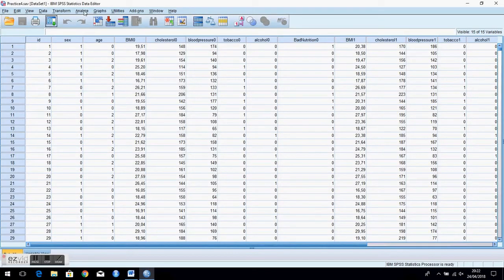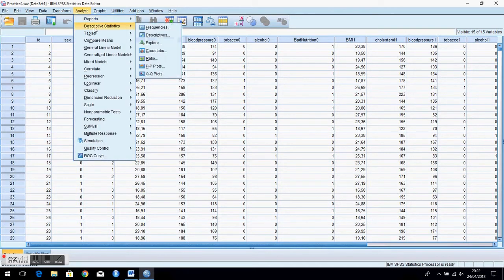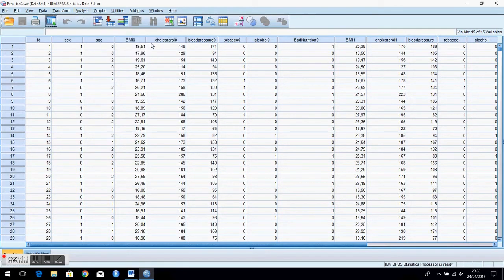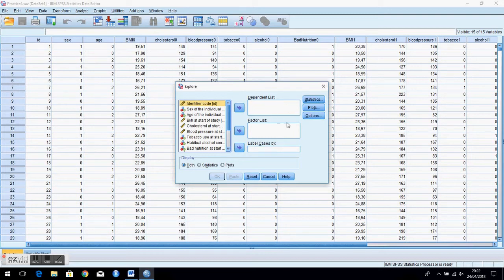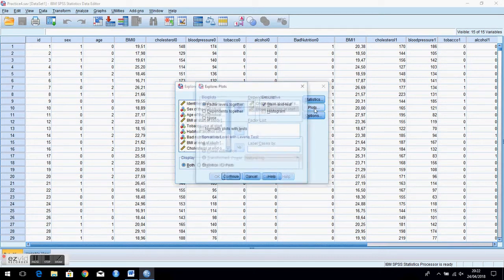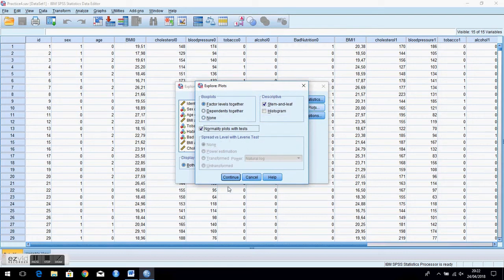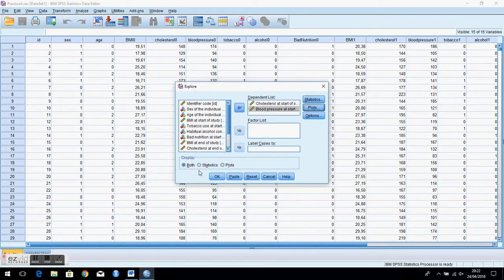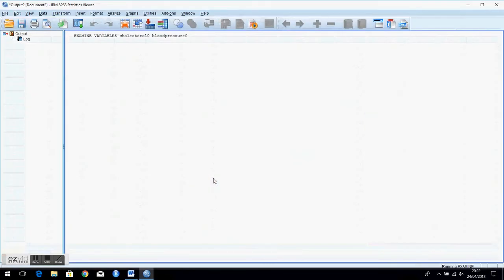When we are in SPSS, we go to Analyze, Descriptive Statistics, and Explore. Here in Dependent List we put our quantitative variables, which in this case are cholesterol at the beginning of the study, and also blood pressure. We have to select in Plots, Normality plots, Continue, and in that case we only see the plots. It's not necessary to obtain the statistics, and finally OK.